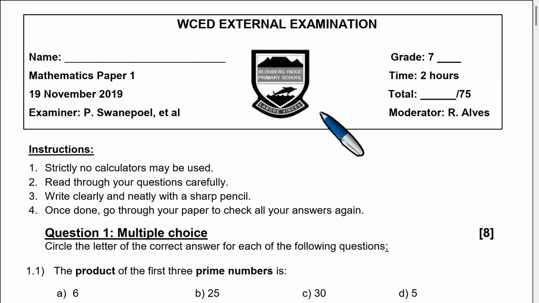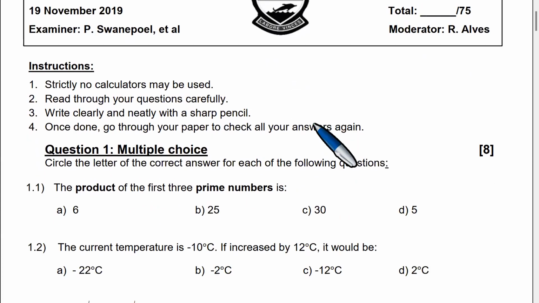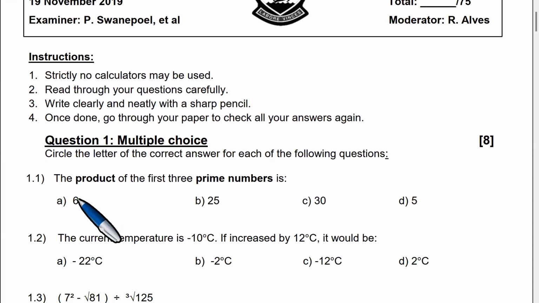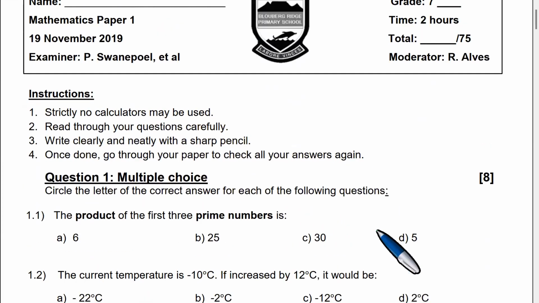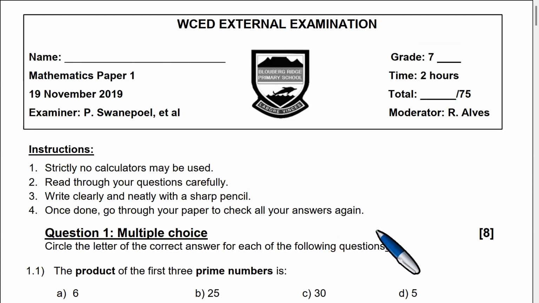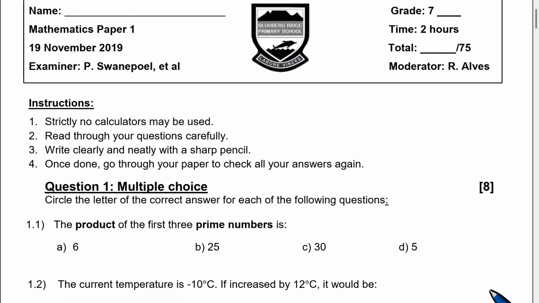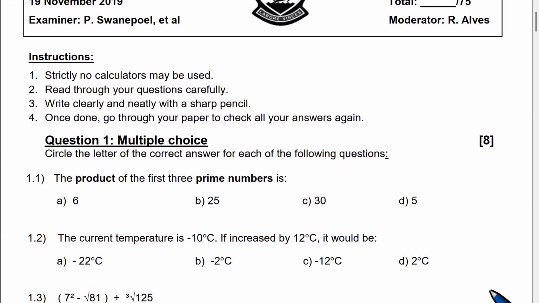We are looking at the mathematics paper one again. I was asking the question, the product of the first three prime numbers is what? What do you think? What is the answer? Can you list prime numbers? What is the smallest prime number? 2. After 2 is what?